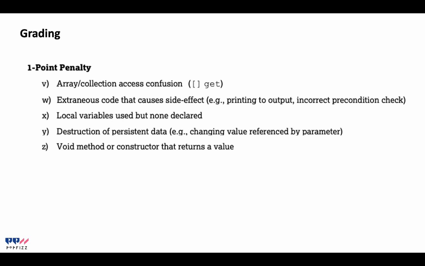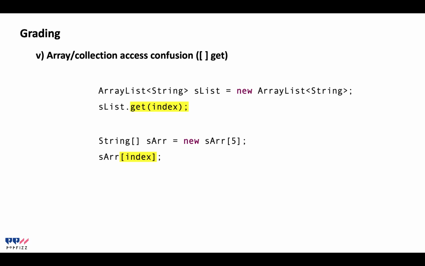However, you can also lose points. Here is the list of things that you should avoid. Let's look at them one by one. First one, array/collection access confusion. ArrayLists and arrays have different ways of fetching items in the list. For an ArrayList, you need to use the ArrayList method get to fetch an item. For arrays, you'll need to insert the index number within the brackets.